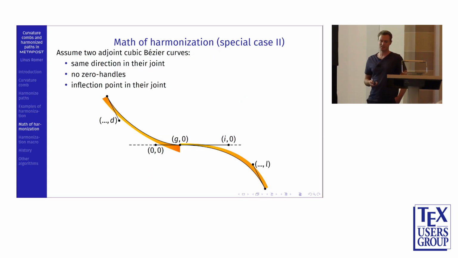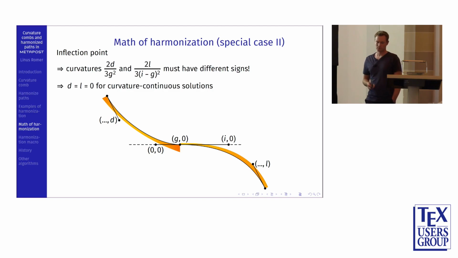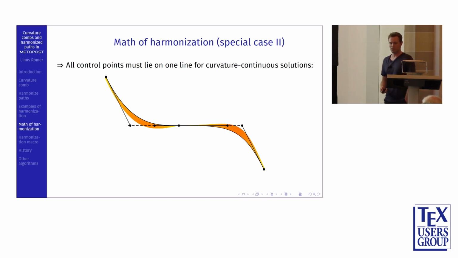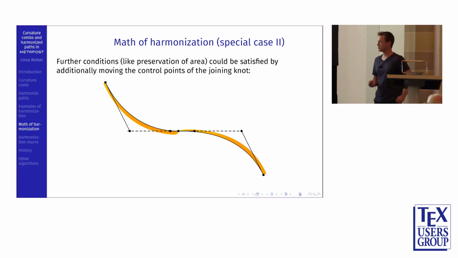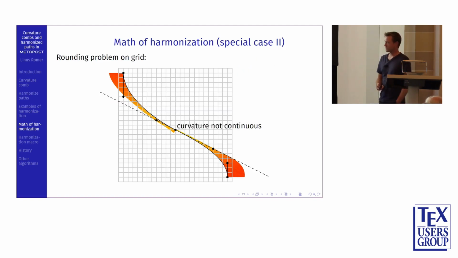And there's another special case where you have a point of inflection as the joint. Then the curvatures must have different signs, because this is the definition of a point of inflection. But different sign and equal means that they must be 0, if you want them to be curvature continuous. And so we must have these handles land on the tangent like this. We could also move the other handles additionally and still get a curvature continuous solution and make it area preserving, for example.